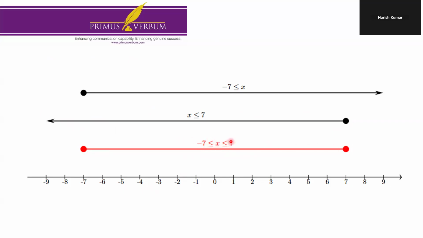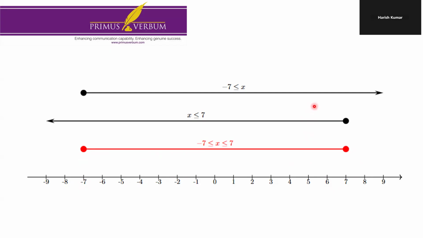-7 less than or equal to x is less than or equal to 7. Note the fully filled circle here as opposed to the empty circle in the previous example. The fully filled circle tells you that -7 is also a part of the solution set and 7 is also a part of the solution set. So this is the geometric visualization.